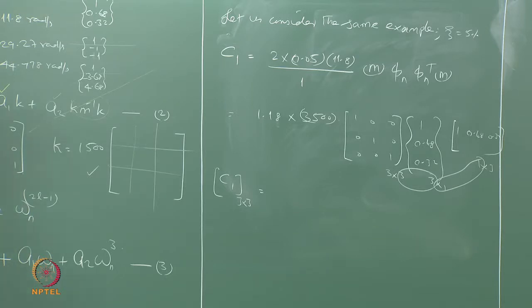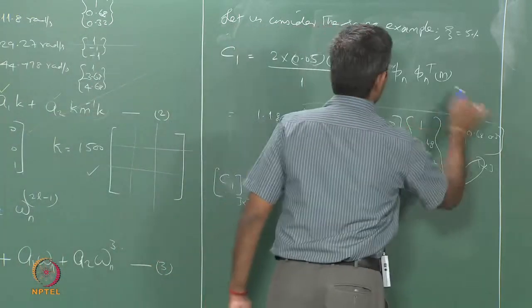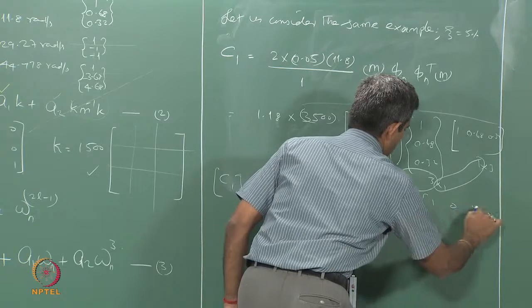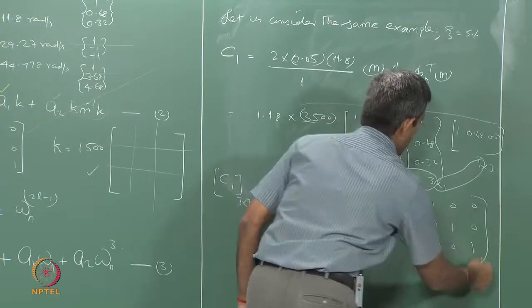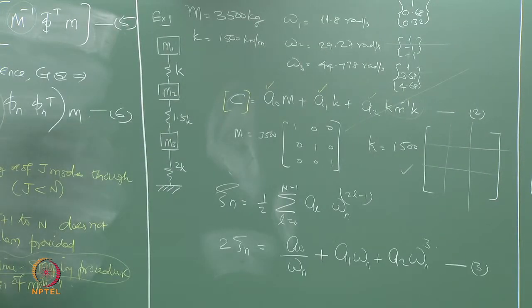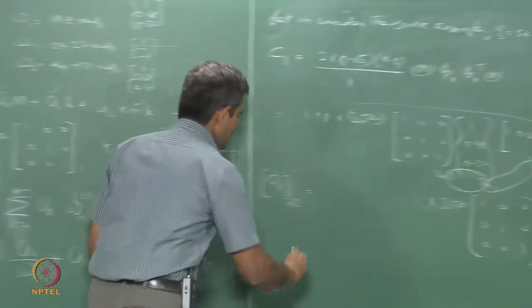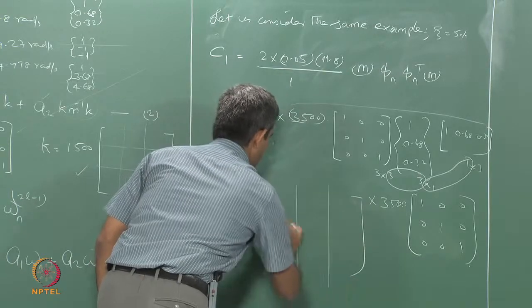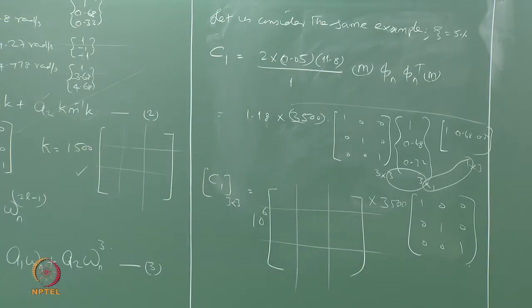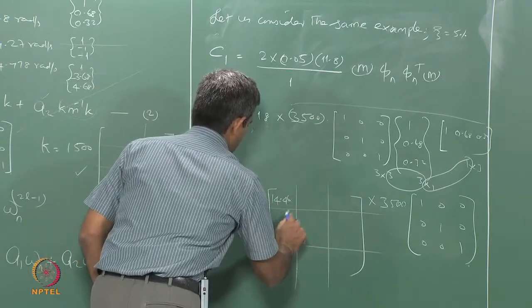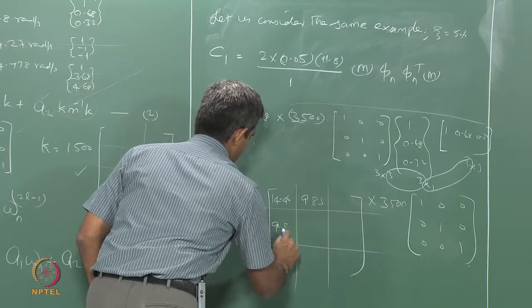Again there is a mass multiplier here, please understand. After this again there is a mass multiplier 3500. So, do all the multiplication and get me the C1 matrix. I shall write it down for you, please check. 14.46, 9.83, 9.83.